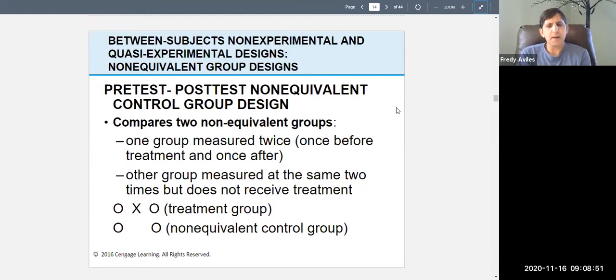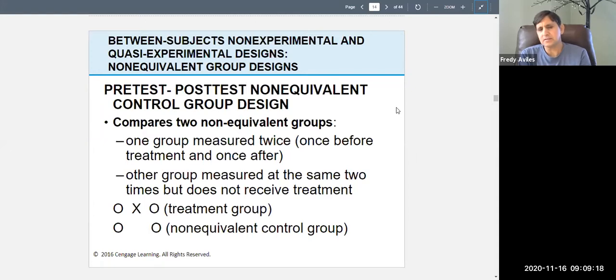Okay, so you're still comparing two groups, but one got a treatment and one did not. That's called the pretest, post-test, non-equivalent control group design. That's kind of a mouthful. The terminology makes it sound complicated, but it's really not complicated. You measure a group before treatment, and then you give them treatment, then you measure after treatment.